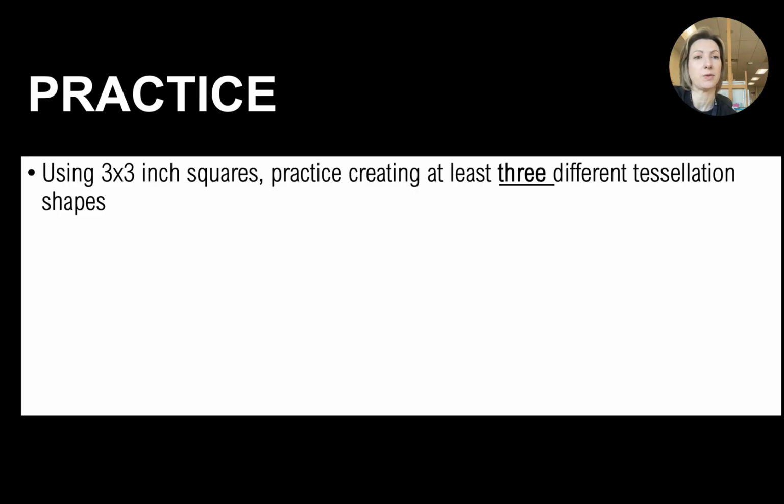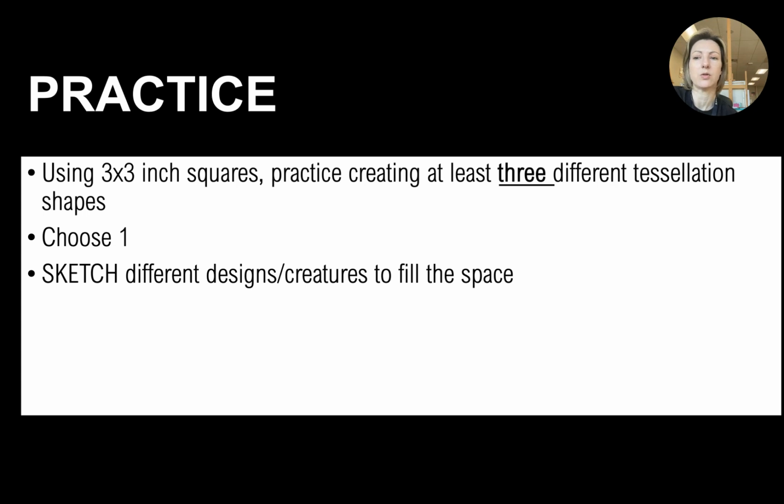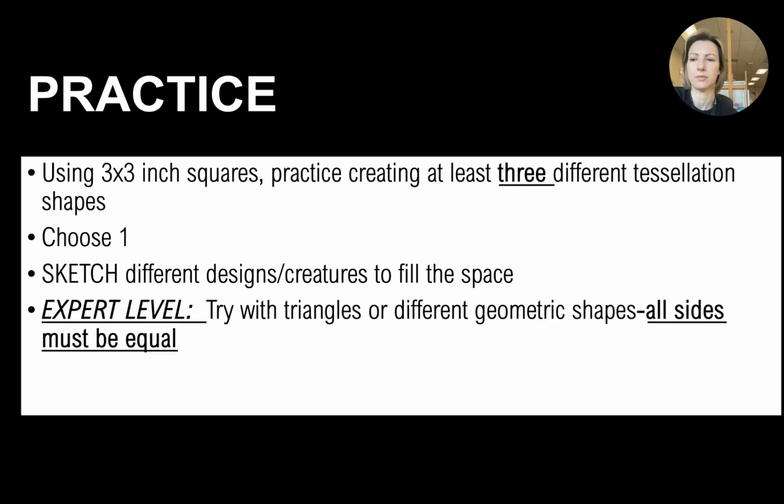So for your practice, you're going to use the 3x3 inch squares that are on tag board. And I want you to practice creating at least 3 different tessellation shapes. Don't just go with the first one you make. Practice this and really come up with a unique shape. Out of those shapes that you create, choose one, and you're going to sketch different designs or creatures to fill in that space. So I have examples in class for you to look at, but you want to see what types of things you can make out of that shape.